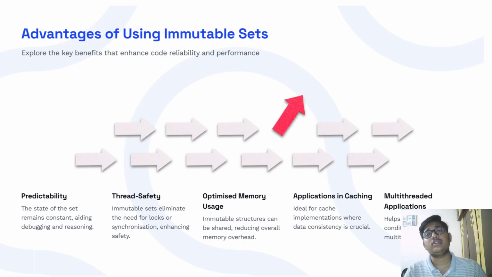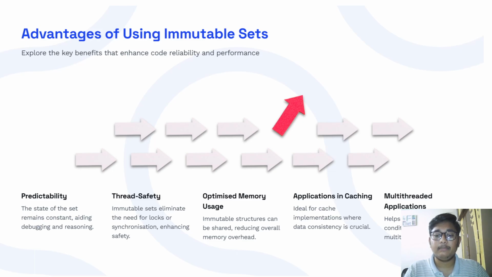Now let us discuss some of the advantages of using immutable sets. Predictability. The state of the set remains constant and can be used for easy debugging. Thread safety. Immutable sets eliminate the need for locks or synchronization, enhancing the safety of the set. Optimized memory usage. Immutable structures can be shared, reducing overall memory overhead. So the memory is optimized. Application in caching.